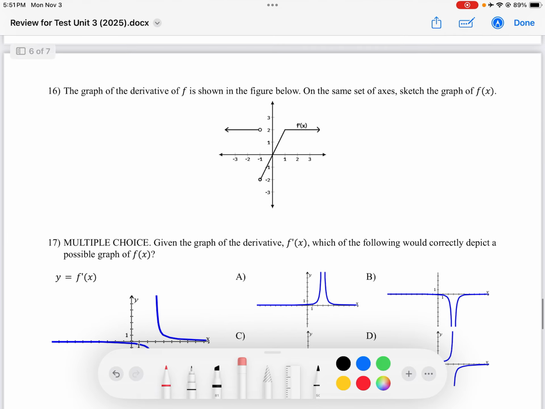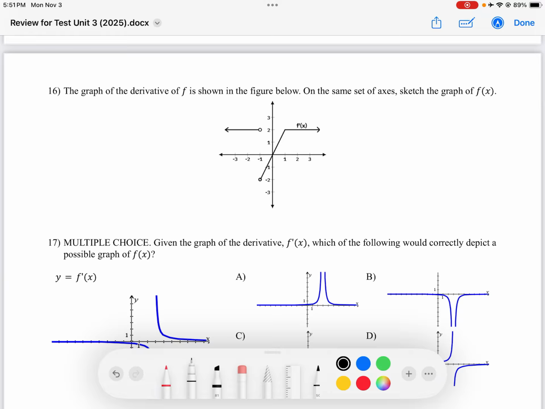Six of 7. The graph of the derivative of f is shown in the figure below. On the same set of axes, sketch the graph of f. Okay, so I'm looking at f prime. I want to graph f. Alrighty. F prime looks like it is at 2 for a while. So therefore, f needs to have a slope of 2.